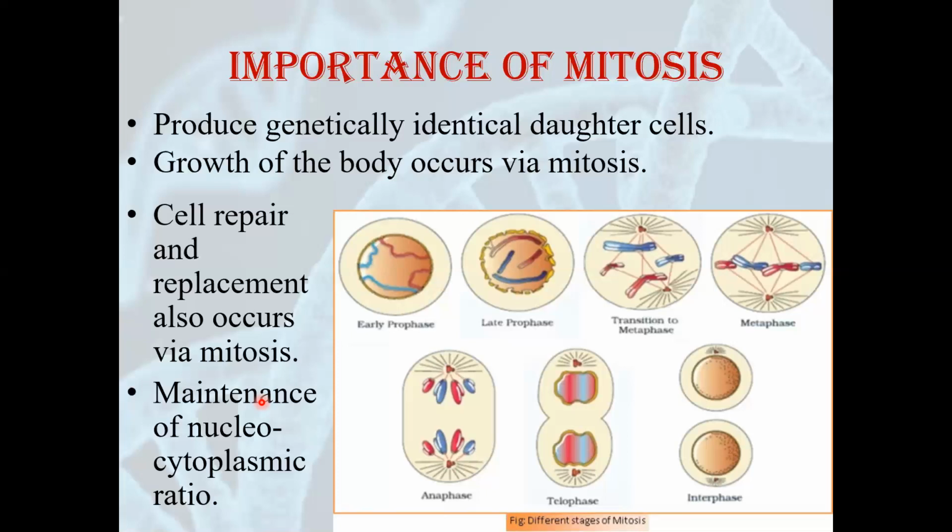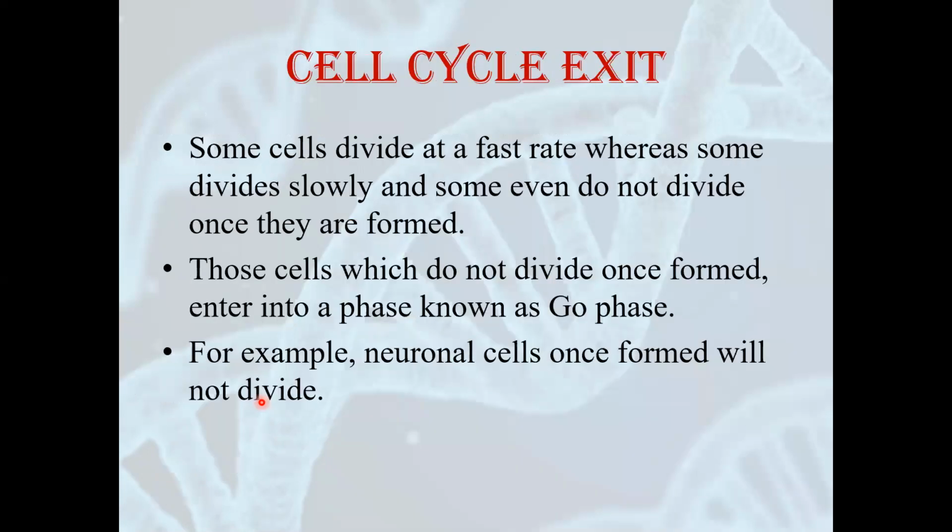Now this was all about cell division and mitosis. Sometimes what happens, there are some cells which do not undergo mitosis. So actually we can say that they have exited the cell cycle. Some cells divide at a fast rate, whereas some divide slowly, and some even do not divide once they are formed. Those cells which do not divide once formed enter into a phase which is known as G0 phase. It can also be called as quiescent phase. They will not undergo cell division. They have exited the cell division, they have come out of the cell cycle.